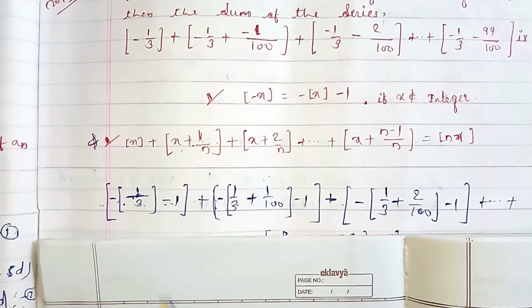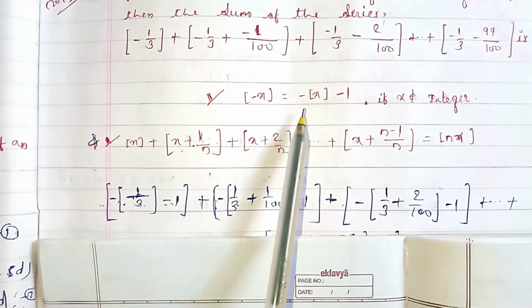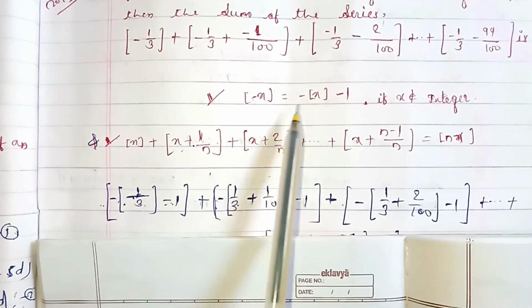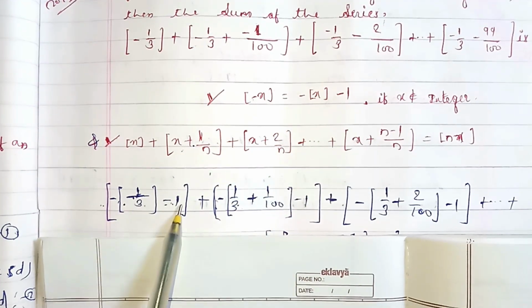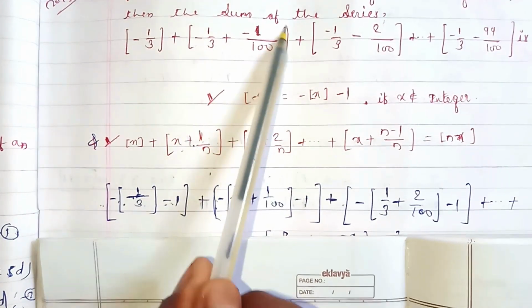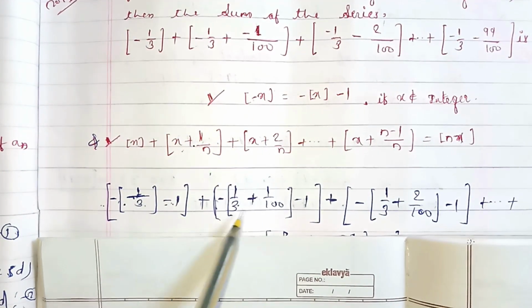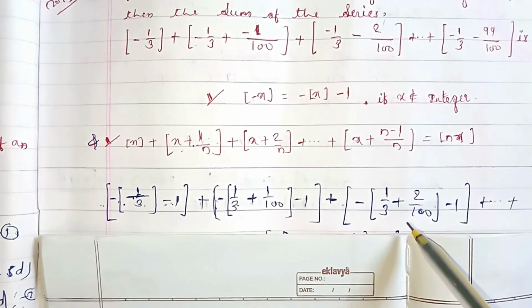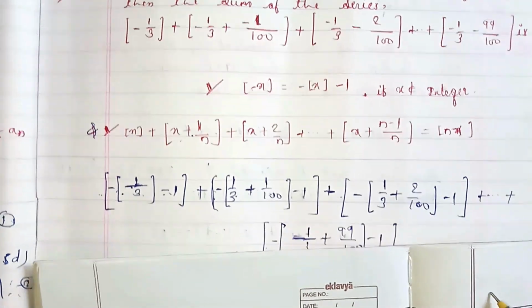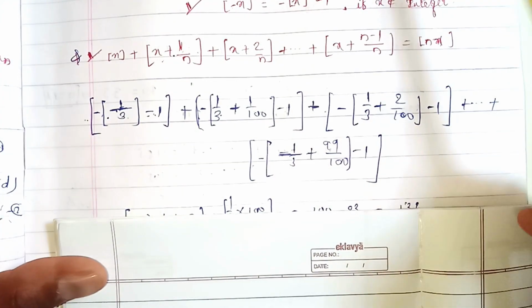So you can see it here. I wrote negative 1 by 3, by using the greatest integer function, as negative of 1 by 3 minus 1, okay? Similarly, I consider the second bracket, the greatest integer function of negative x, as negative x minus 1, okay? Similarly, I did it here for the next step, and I did it for the last step also, okay?